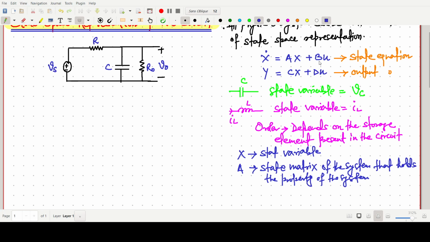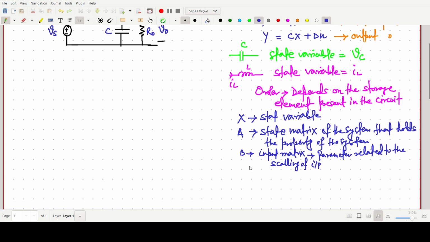Now B is the input matrix. Okay, and this B is the variable or parameter related to the scaling of the input.